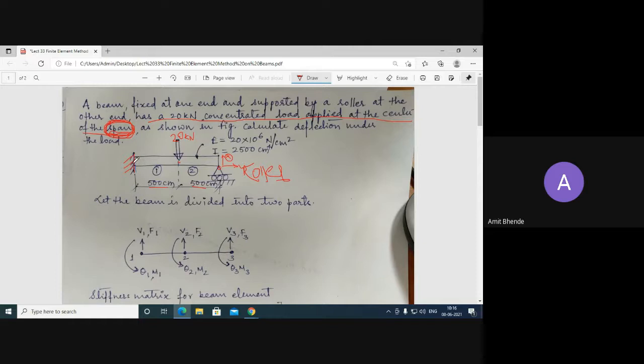To remember this thing. So this 20 kilonewton load is applied at the center of this beam span, as shown in figure. Calculate the deflection under the load. Now here the variable which we need to calculate is the deflection. Okay? So deflection of the beam. Now obviously this is a beam.